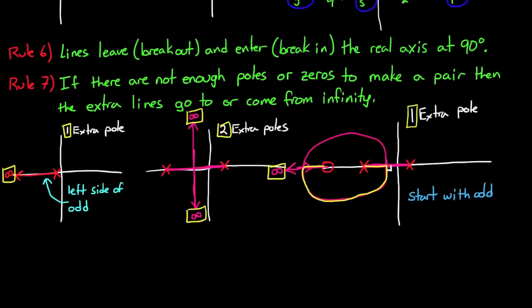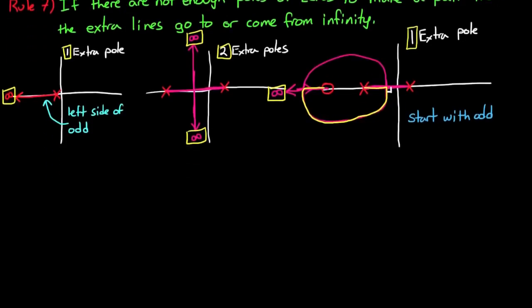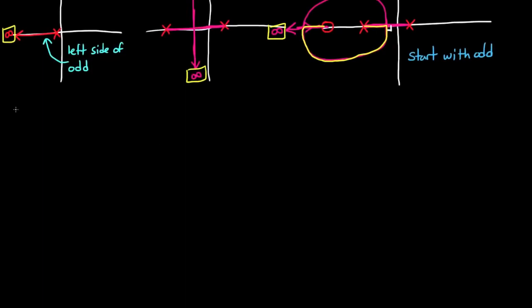So now you might ask yourself, at what angle do those lines go off to infinity? If there's only one extra pole, it goes to the left at 180 degrees, and if there's two, it looks like they go up and down at 90 degrees each. But what if there's 3 or 4 or 5? Then what are the angles?